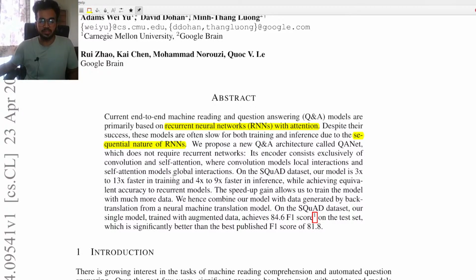Its encoder consists exclusively of convolution and self-attention, where convolution models the local interaction. So CNNs are viewed in a way that models local interactions, as we have a kernel and it attends to the neighboring words and phrases. So convolution models can be seen as local interactions, and self-attention models global interactions. One thing with CNNs was that the kernel size is small enough and it does not achieve a larger window size than what an LSTM would have achieved.